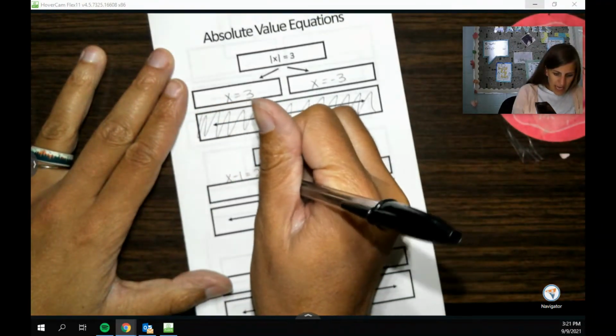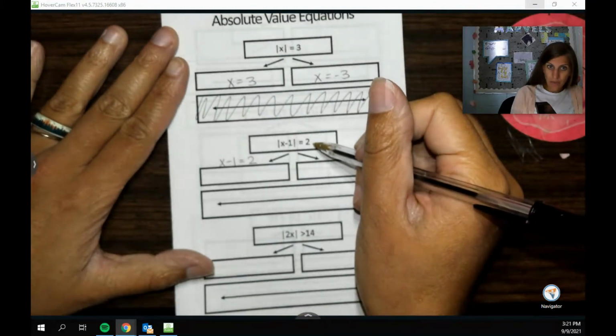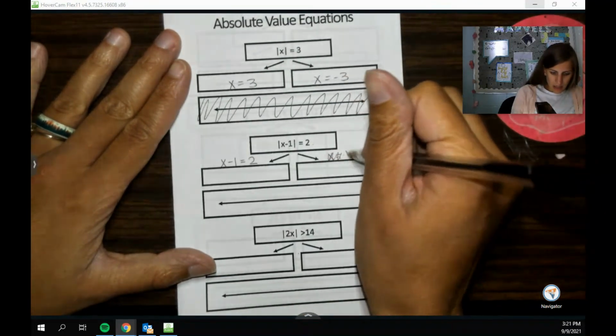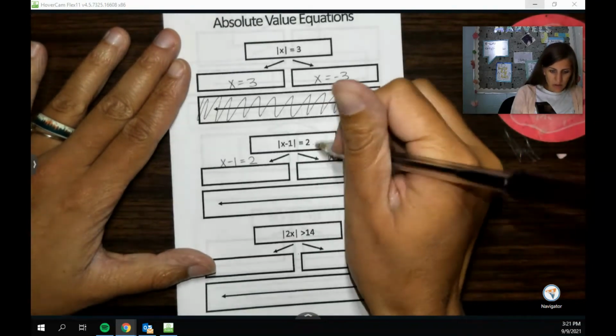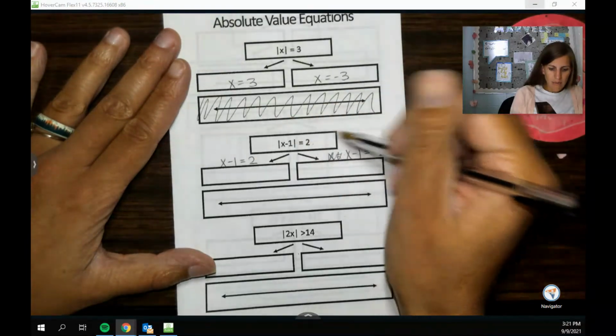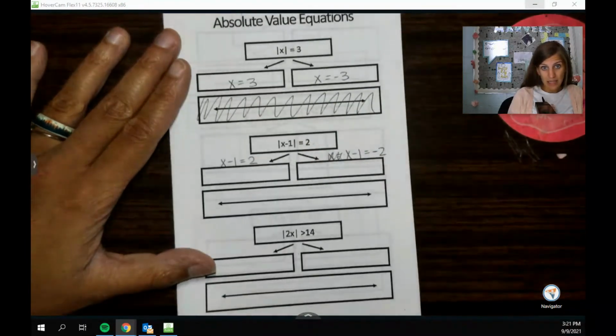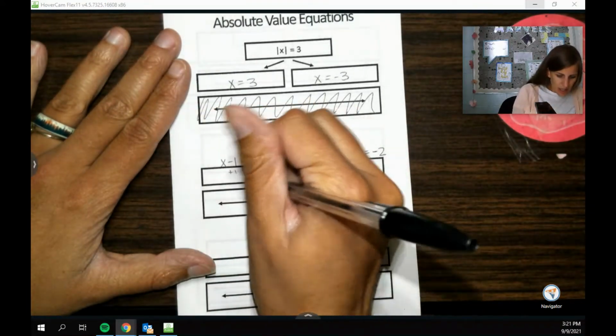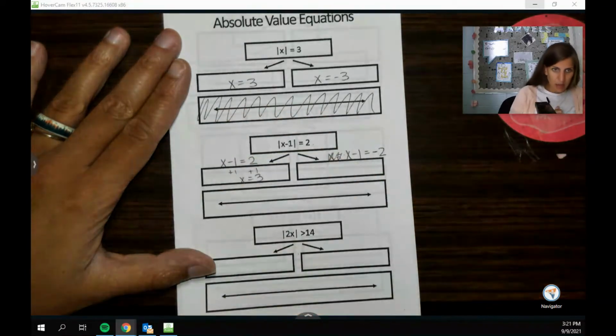and set it equal to the outside number, so 2. And then I also set it equal, x minus 1 equal to negative 2. So I always want to do the plus and minus of the outside number. The inside numbers always stay the same. And so when I solve over here, I'll add 1. And so x is 3.